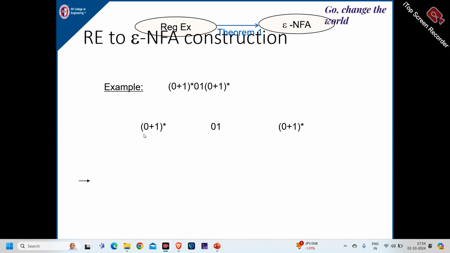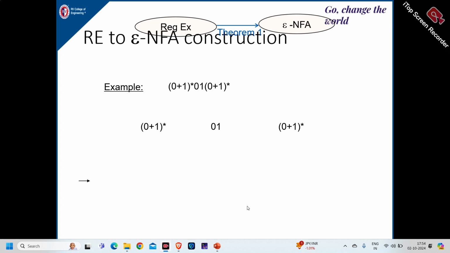If we split this up, there is a machine for (0+1)*, a machine for 01, and a machine for (0+1)*, and it is a concatenation. So I just have to take the final state of this and make it the start state of this, and the final state of this to the start state of this, and the final state of this machine will be the final state of the entire machine.